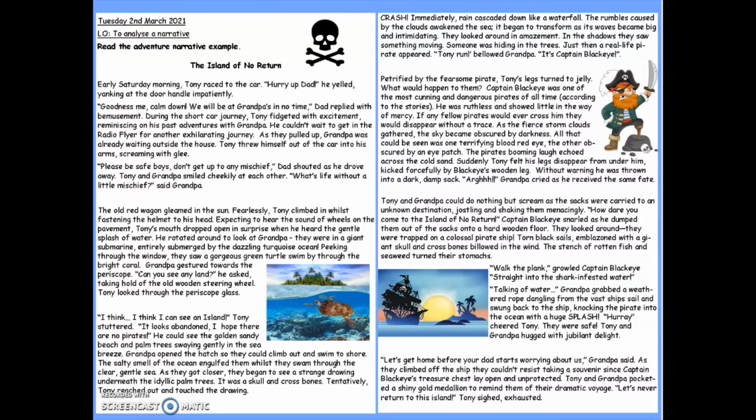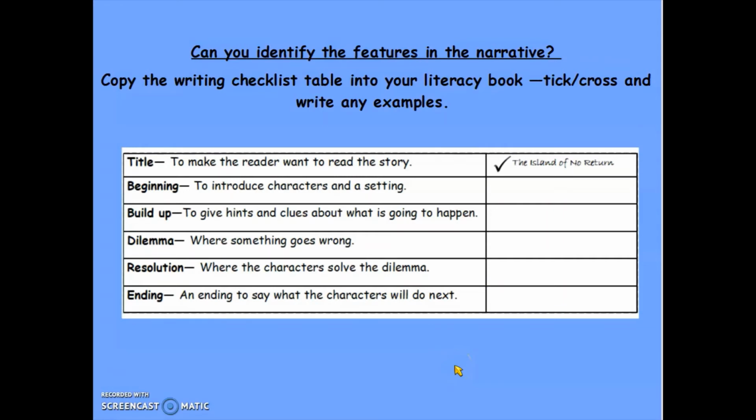In yesterday's lesson, we analysed this narrative written by me, called The Island of No Return. What was the narrative about? This story followed Tony and Grandpa's adventure, following on from Taking Flight, the video that we were watching last week. After we read the narrative together and spoke about some of the language, we were looking at the features of a narrative.